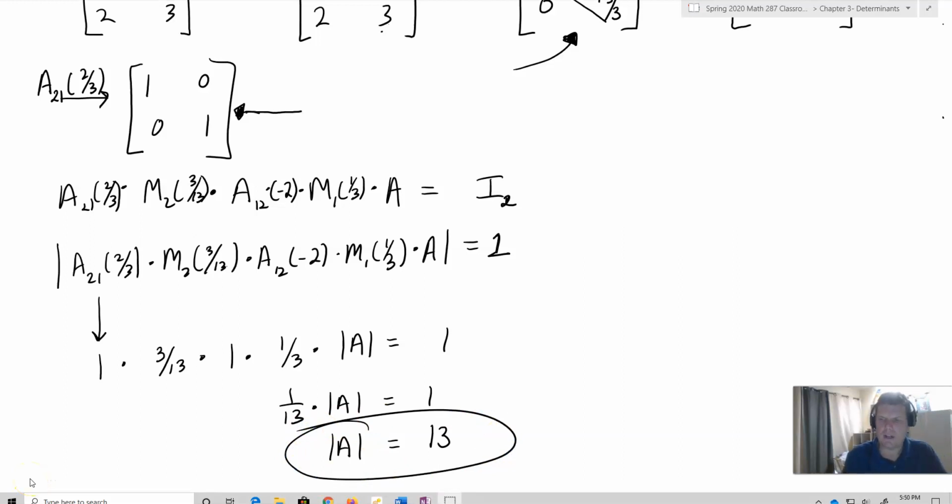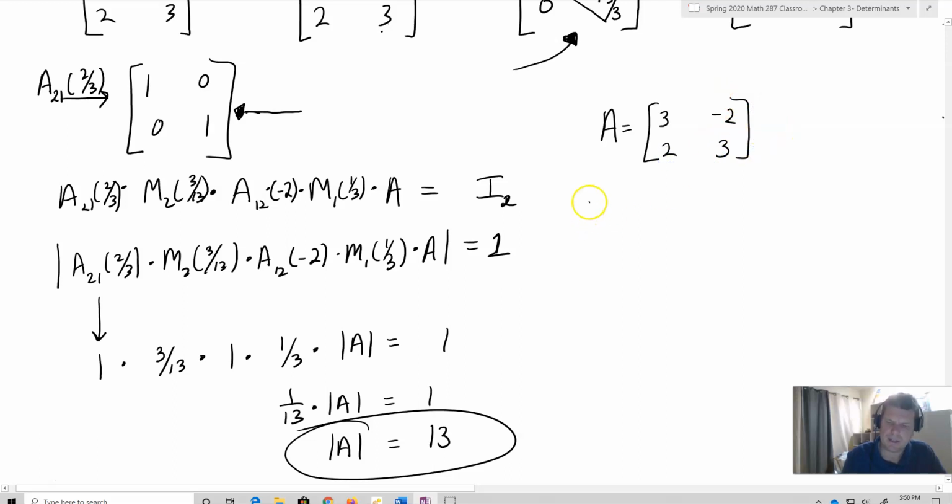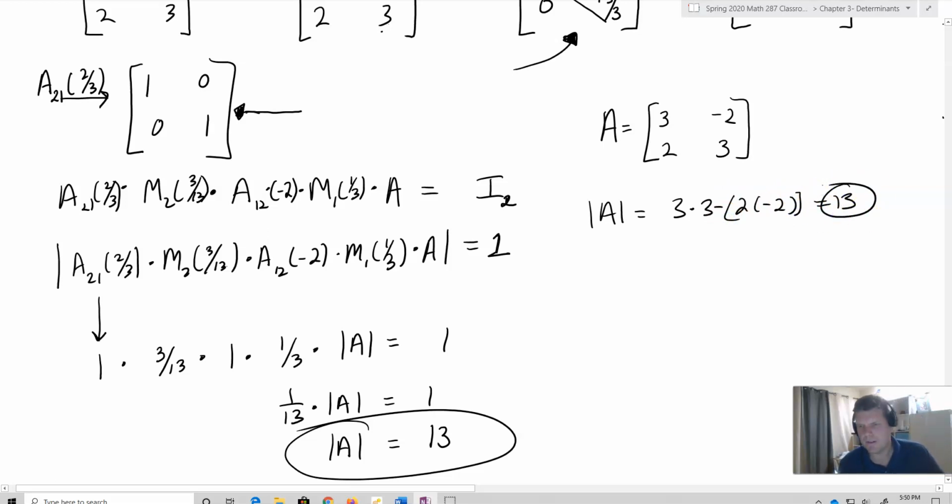So we'll go back and look at our original matrix A and see if this actually matches up. A, if you remember, was 3, -2, 2, 3. So the determinant of A is 3 times 3 minus 2 times -2, which ends up equaling 13. They match. Good news.